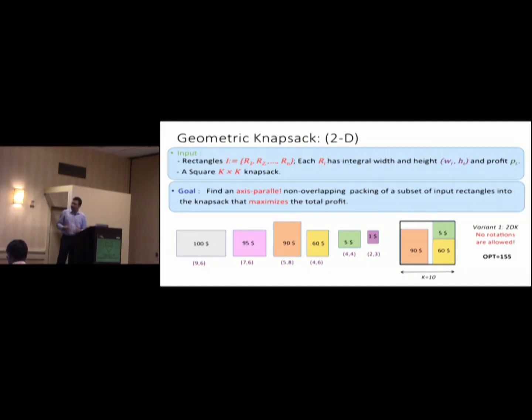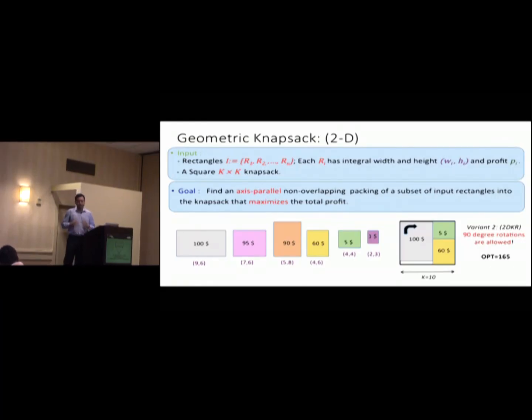And there are 2 variants. In the first variant, no rotations are allowed. So think of ad placement kind of problems where orientation is important. And in the second variant, you are allowed to rotate the rectangles by 90 degrees so that they are still axis parallel.